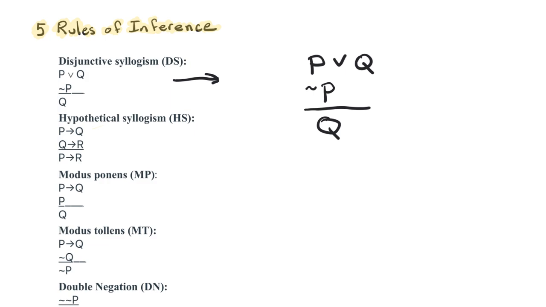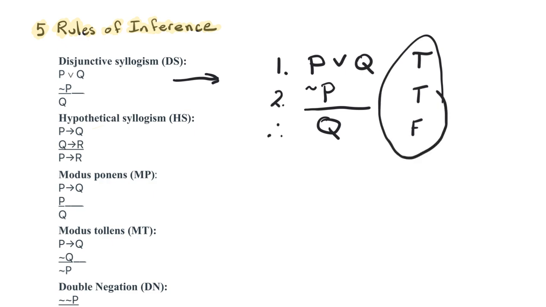Why is it valid? Well, we could do a truth table and we can show that on any row where the premises are both true, the conclusion would also be true. In other words, there would be no case where both premises are true and the conclusion false. This is not possible with the disjunctive syllogism.